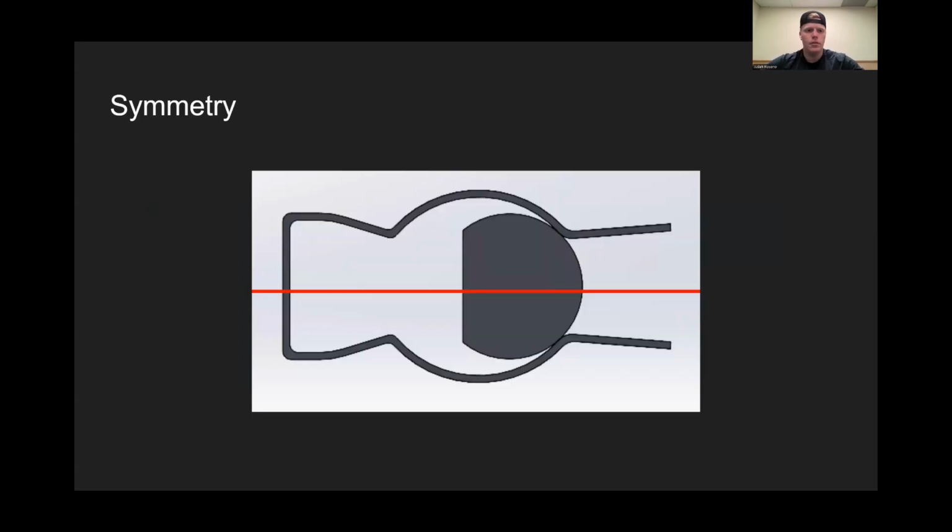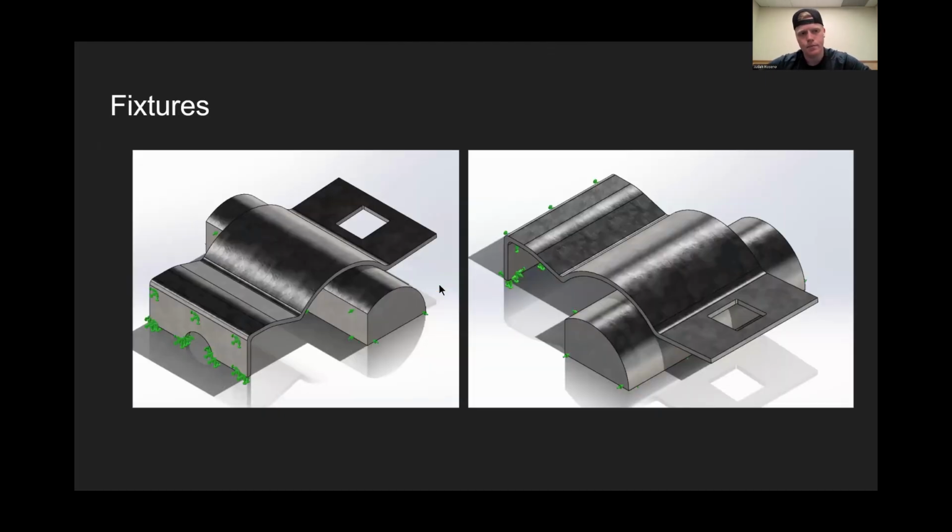First things first, looking at our model, we have a nice plane of symmetry running right through. So using this, we can save computational time and just analyze half of this part. Going into fixtures, what ended up working is these fixtures, like a cantilever beam, doing fixed geometry on this side.